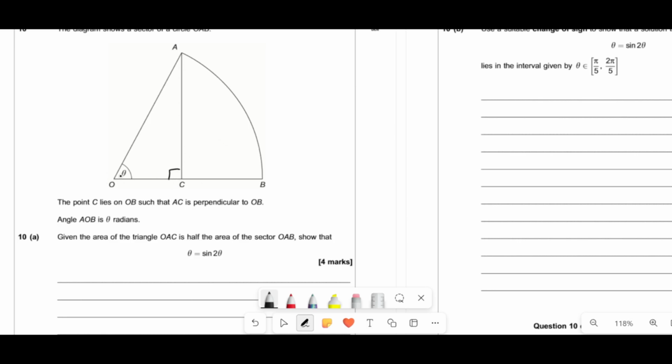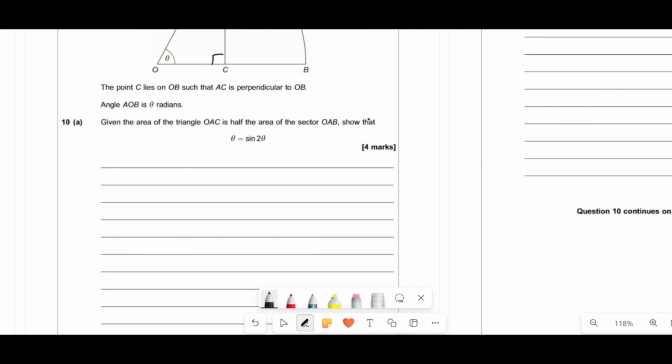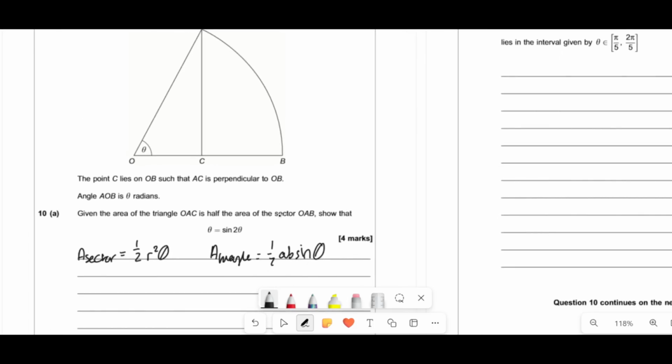Angle AOB is theta radians. Given the area of the triangle OAC is half the area of the sector OAB, show that theta equals sine 2 theta. So the area of a sector is going to equal a half r squared theta. So we know that an area of a triangle is a half ab sine C, but they've told us that this is a right angled triangle. So we can do a bit of mucking about here and figure out what's going on.